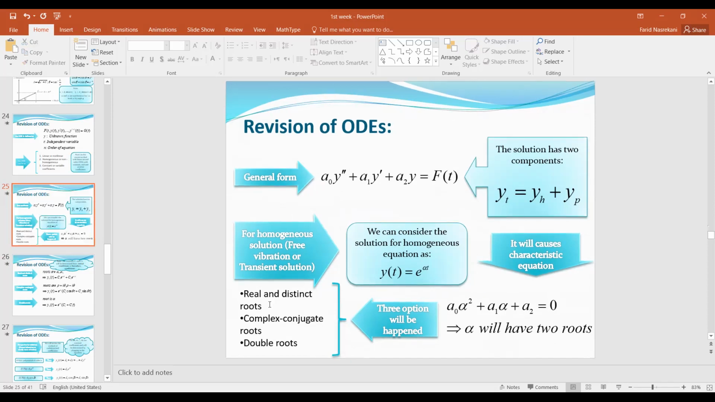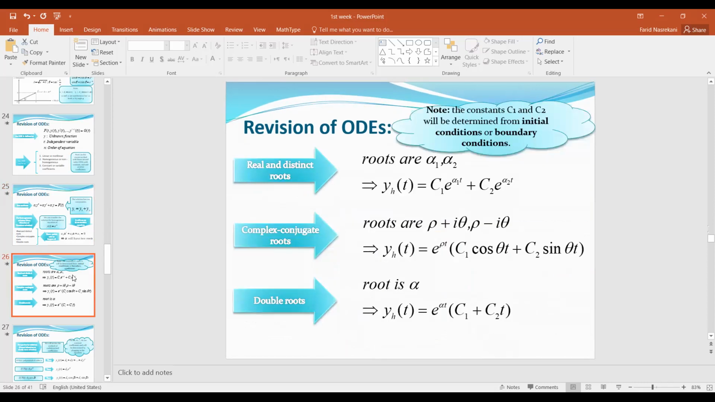Next, we need to obtain the roots of this equation. We will have three options. The first option, the roots are real and distinct. So alpha 1 and alpha 2 are two roots for the characteristic equation. So the homogeneous solution is C1 exponential alpha 1 t plus C2 exponential alpha 2 t.